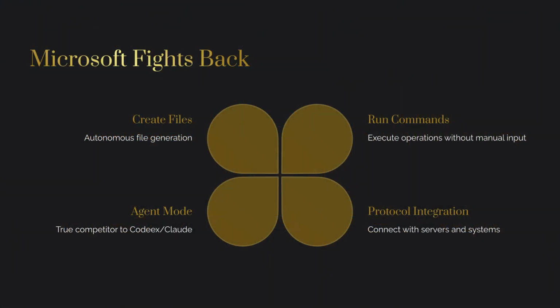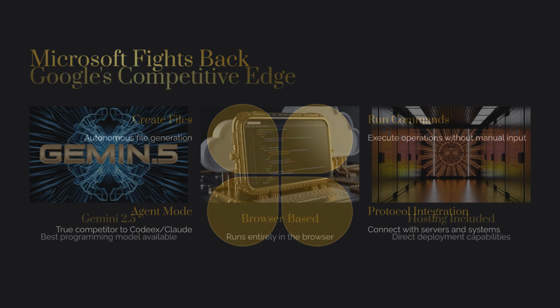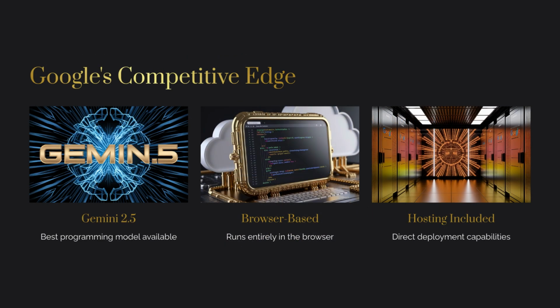Microsoft, the OG behind VS Code, isn't sitting still either. They just upgraded GitHub Copilot with something called Agent Mode. It can now create files, run commands, and integrate with protocols and servers, basically becoming a real competitor to tools like Codex and Claude. But don't sleep on Google. People are calling Gemini 2.5 the best programming model available right now. And Google just launched Firebase Studio, formerly Project IDX, which runs in the browser, generates code with Gemini 2.5, and can host and deploy apps directly. In short, the DevTool ecosystem is more chaotic and competitive than ever.